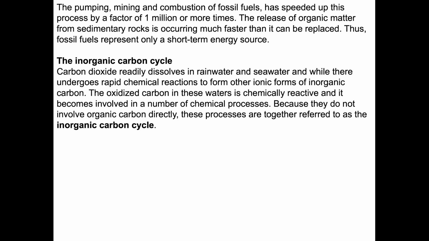In the inorganic carbon cycle, carbon dioxide readily dissolves in rainwater and seawater. We've seen that in the generation of acid rain. A similar thing happens in seawater. It's a little bit too complicated to talk about in this class, but it does happen. It undergoes rapid chemical reactions to form other types of inorganic carbon. The oxidized carbon in these waters is chemically reactive, and it becomes involved in a number of chemical processes. Because it's chemically reactive, that makes sense. Because they do not involve organic carbon directly, these processes are together referred to as the inorganic carbon cycle.